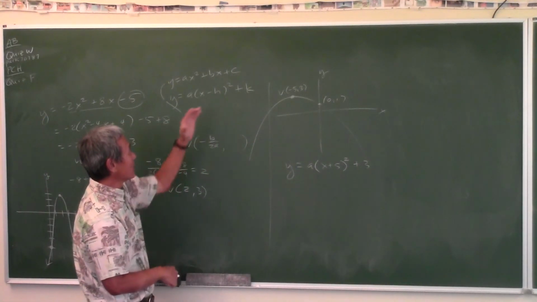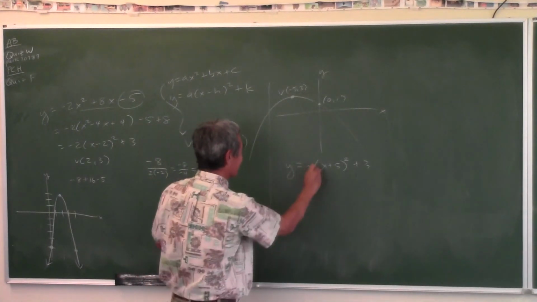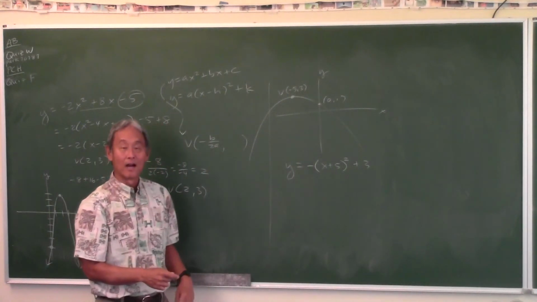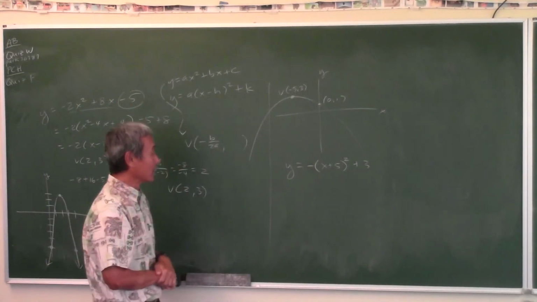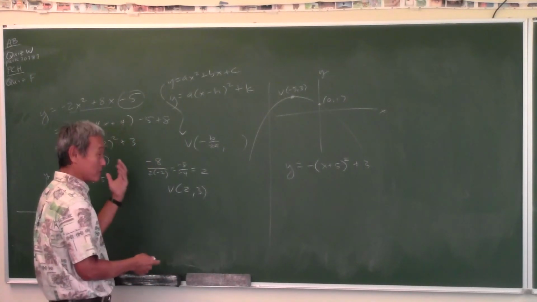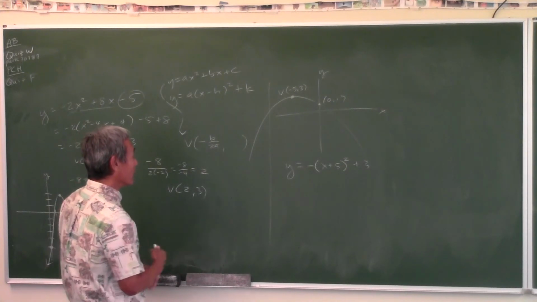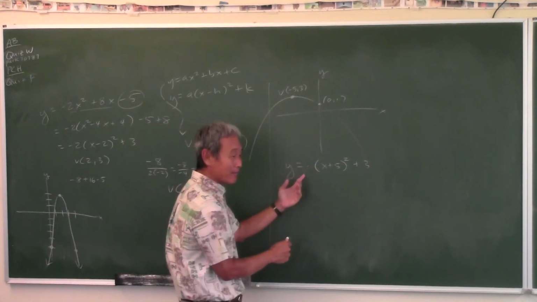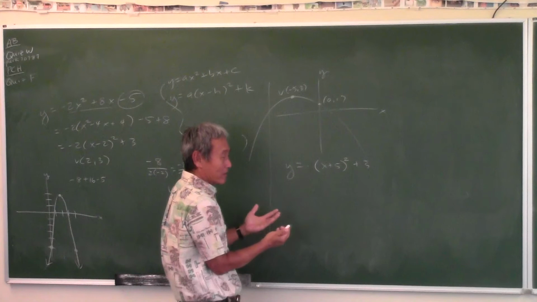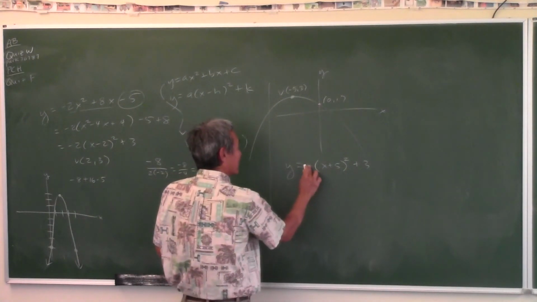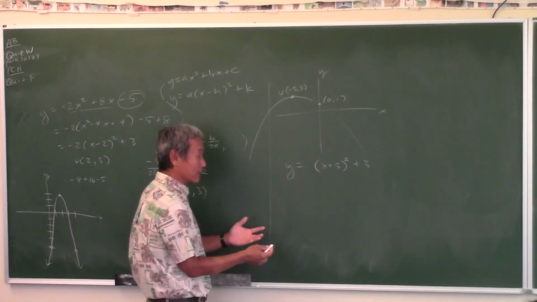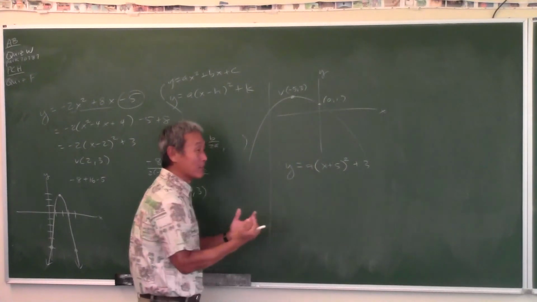Well, Mr. Park, I see it opening down, so it's gotta be negative. Well, at least you know it's negative, otherwise it would be -6 on the test. How do you know it's -1? How do you know it's not like -1/4 or -3? Because it opens down, so it's gotta be negative, right? Okay, but what negative number is it?